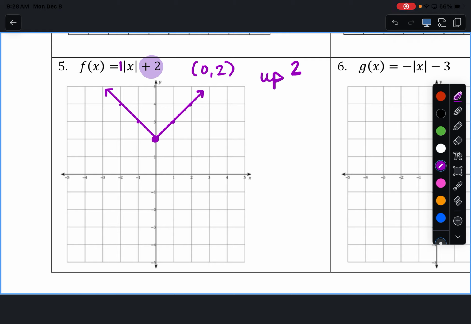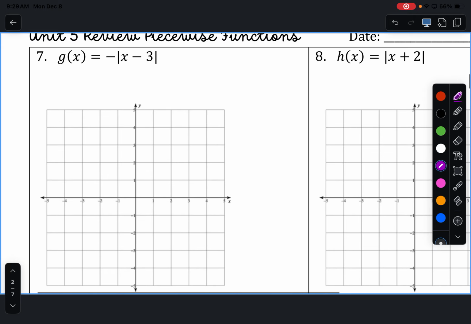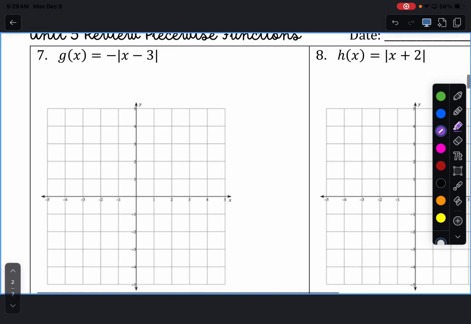The reason there's so many of these is because I wanted us to make sure we knew how to deal with each type of transformation and combination of transformations. So that's why there's so many of these particular kinds. For number 6, or number 7, my bad. So for number 7, what does that negative in the front cause?